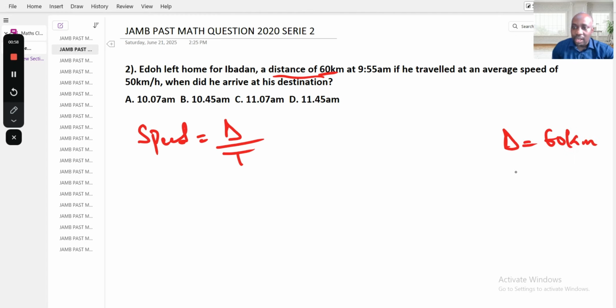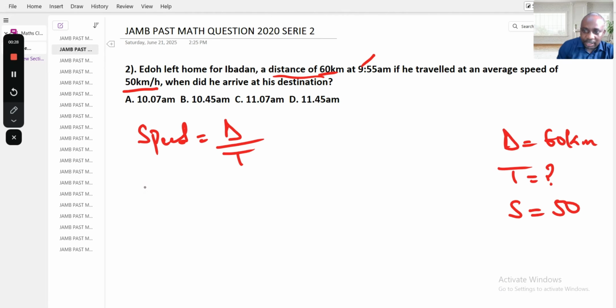What of the time? The question has not given us the time it took to reach his final destination. That's the question mark; that's what we are looking for. What is the speed? Our speed is 50 km/h. Now let's calculate for the time, t.